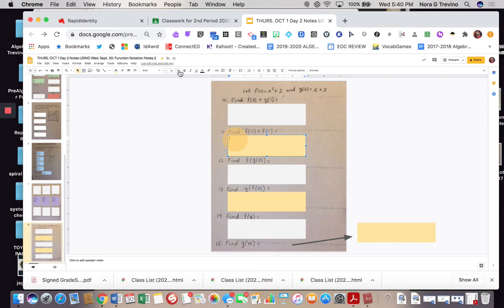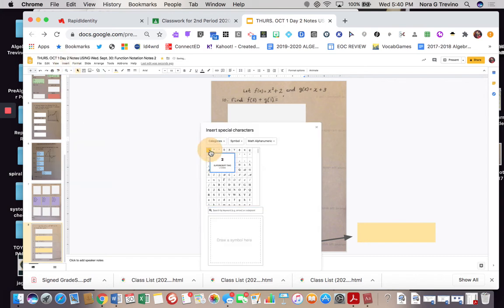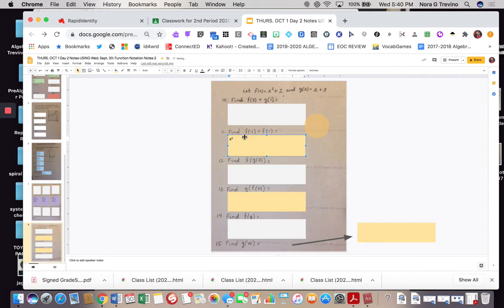So I'm going to write or type x, insert special characters. This should still be there. So x squared plus 2. And I'm only doing the left side. Don't even pay attention to the right side. Okay, so x squared plus 2.